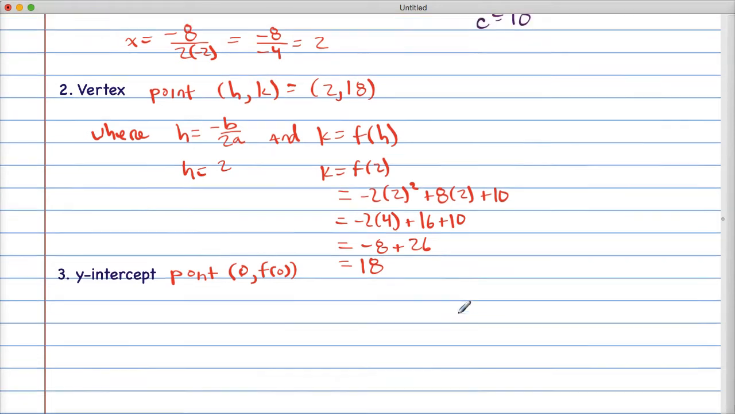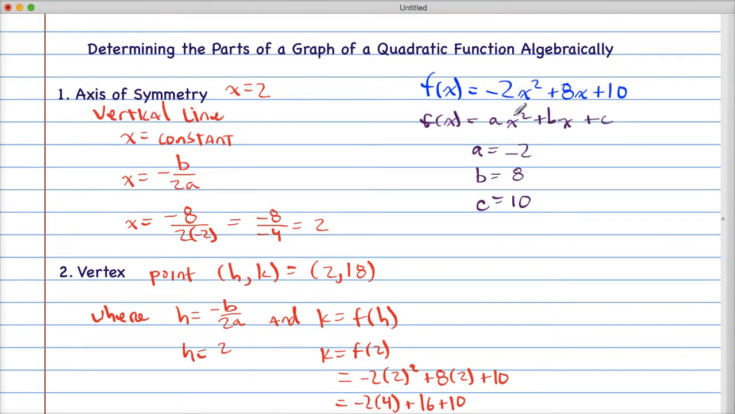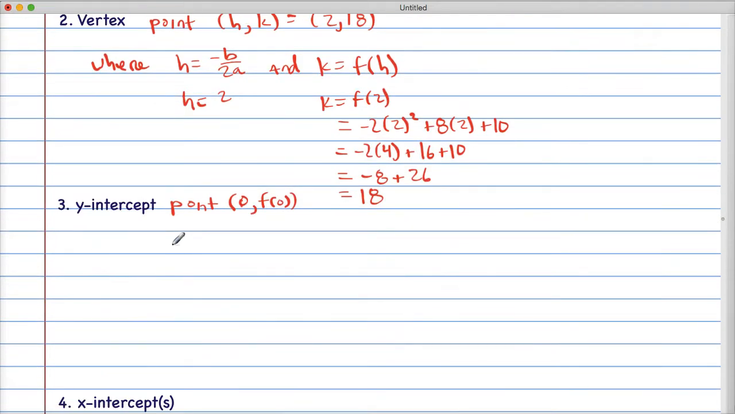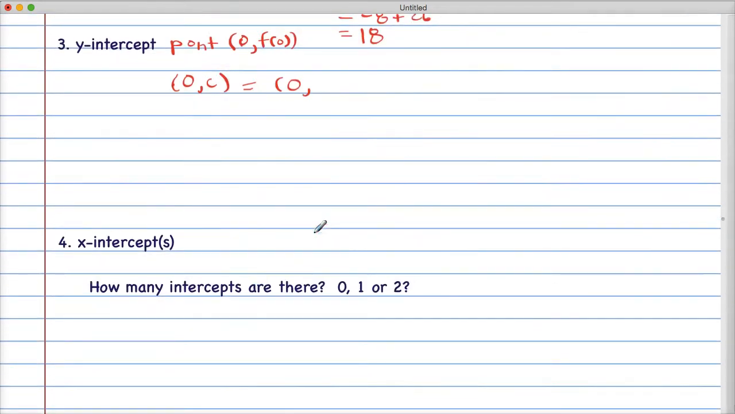Now looking back up at our function, if I plug in 0 for x, that would cancel out this first term, and it would also cancel out this middle term. So f of 0 would only be whatever is left, which is going to be c, that constant term. So the y-intercept is always this point (0, c). So it's pretty easy to determine from our equation. In this case, the y-intercept is (0, 10), right? So our y-intercept here is (0, 10), and it's as easy as that.